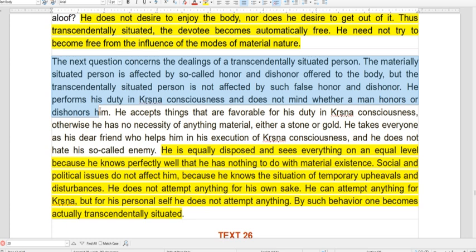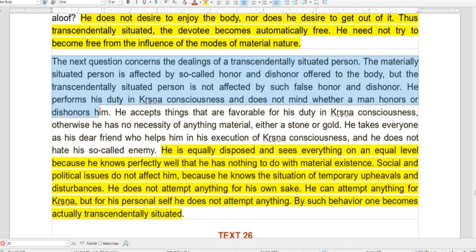Yes, Prabhu, I can. The next question concerns the dealing of a transcendently situated person. The materially situated person is affected by so-called honor and dishonor offered to the body. But the transcendently situated person is not affected by such false honor and dishonor. He performs his duty in Krishna consciousness and does not mind whether a man honors or dishonors him. He accepts things that are favorable for his duty in Krishna consciousness. Otherwise, he has no necessity of anything material, either a stone or gold. He takes everyone as his dear friend who helps him in his execution of Krishna consciousness.